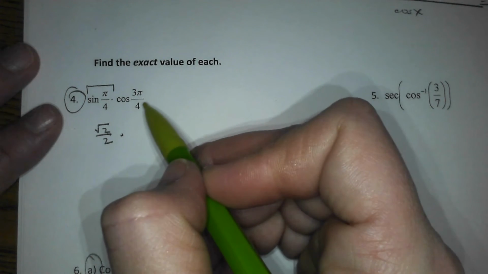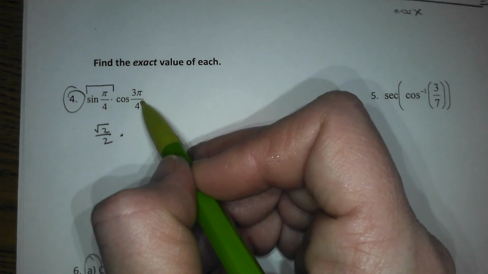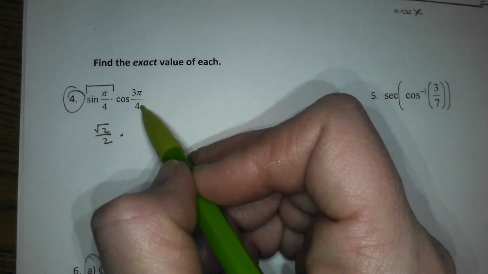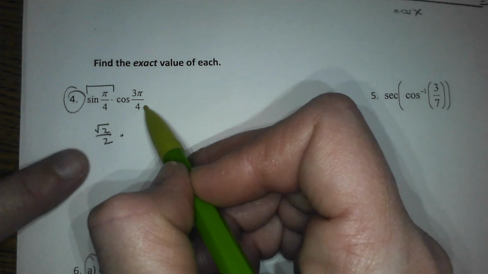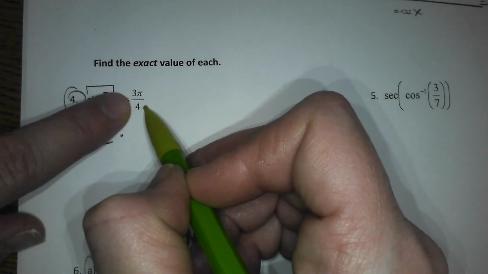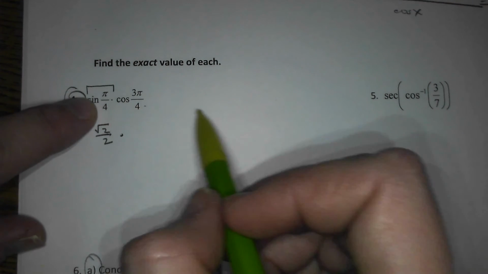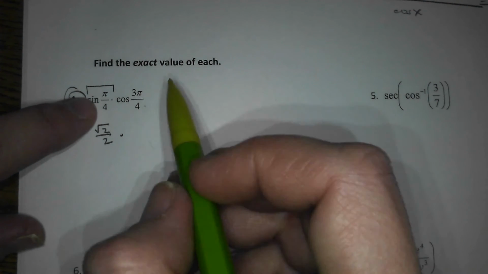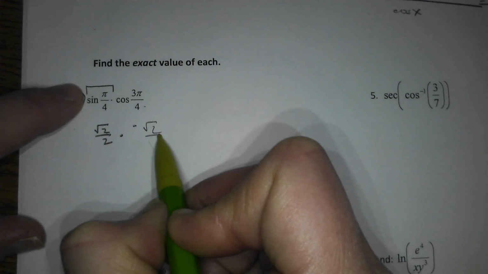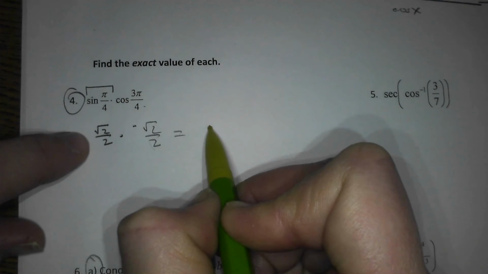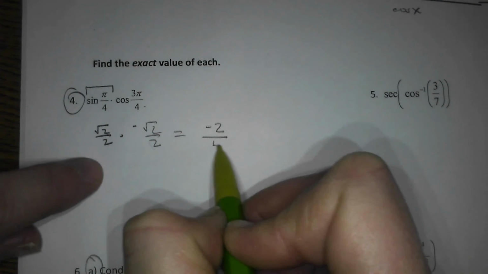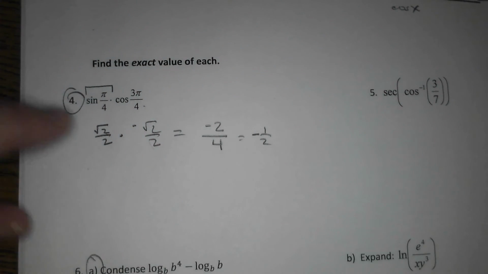The cosine, now the reference angle is pi over 4, and the cosine of that is also root 2 over 2, but what quadrant is 3 pi over 4 in? The second. And is cosine positive or negative there? Negative root 2 over 2. So this would just be negative 2 over 4, which is negative 1/2.